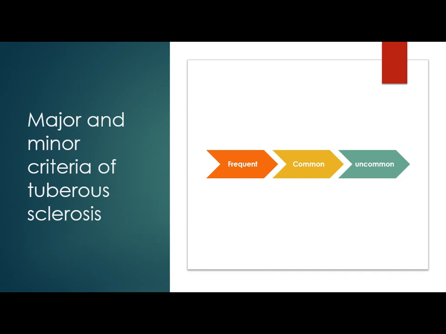We have some major and minor criteria for tuberous sclerosis. Each of these criteria is divided into frequent and common. For a definite diagnosis of tuberous sclerosis, we should have two major criteria, or one major and two minor criteria. I will talk about some of these criteria, then about the radiological manifestations in each of them.